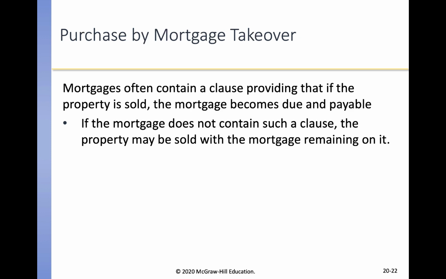And mortgages often contain a clause providing that if the property is sold, the mortgage becomes due and payable. If the mortgage does not contain such a clause, the property may be sold with the mortgage remaining on it, but the old purchaser would still be liable on the mortgage, or they could assign it to the new purchaser if the mortgagee agrees.